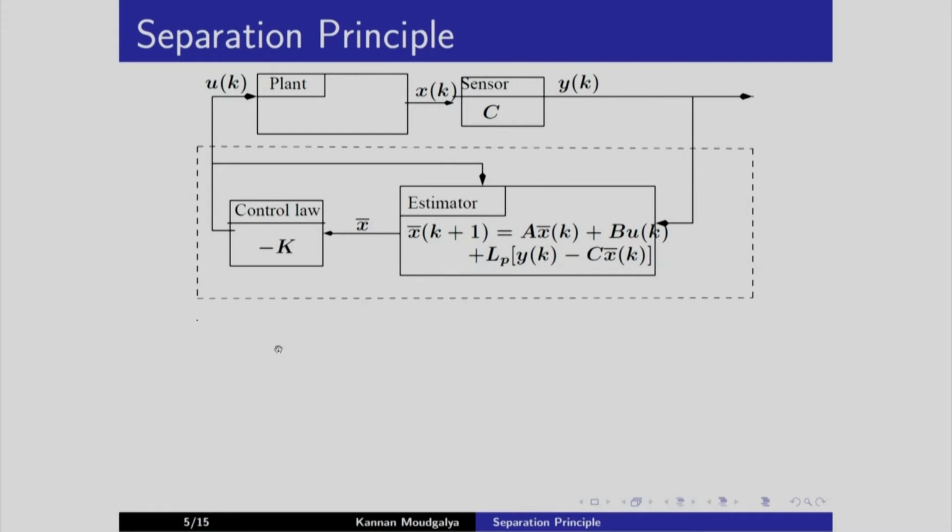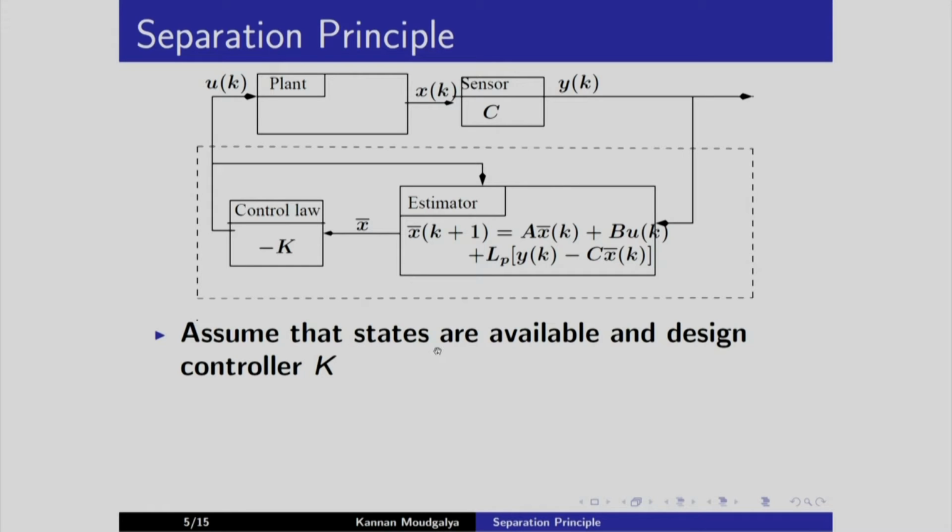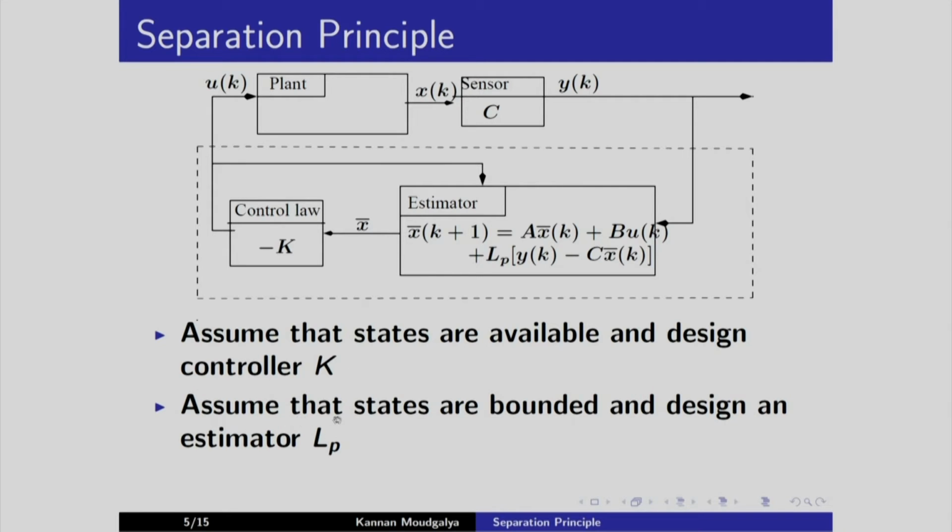Now we explain what is meant by separation principle. Assume that the states are available and design controller K. We design K without worrying about whether the states are available. Note that the control law formula has only A and B. Similarly, we assume that the states are bounded and design an estimator L_P. If the states are not bounded, it doesn't make sense to estimate them.